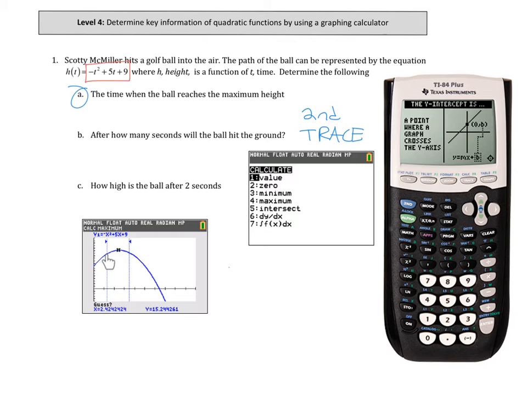Then it will say "right bound?", and you're going to move that spider over to the right of the maximum point and press enter. And it will put these little triangles up at the top. And that's just giving the calculator a search area. It's telling the calculator to find the highest point between those two triangles.